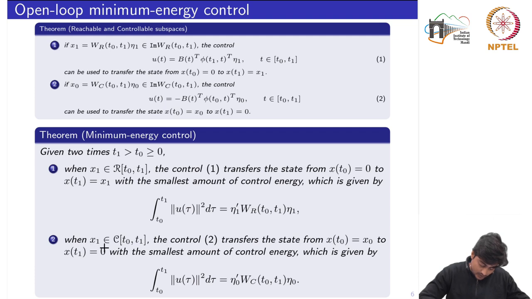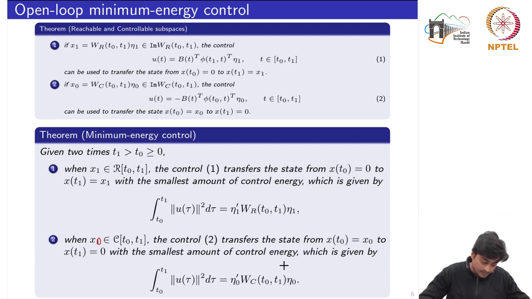Now when x1, in fact it should be when x0 belongs to the controllable subspace, the control 2 transfers the state from x0 to the origin with the smallest amount of control energy, which is given by this. This minimum energy you can compute again by using the same equations we had used for the reachable subspaces.